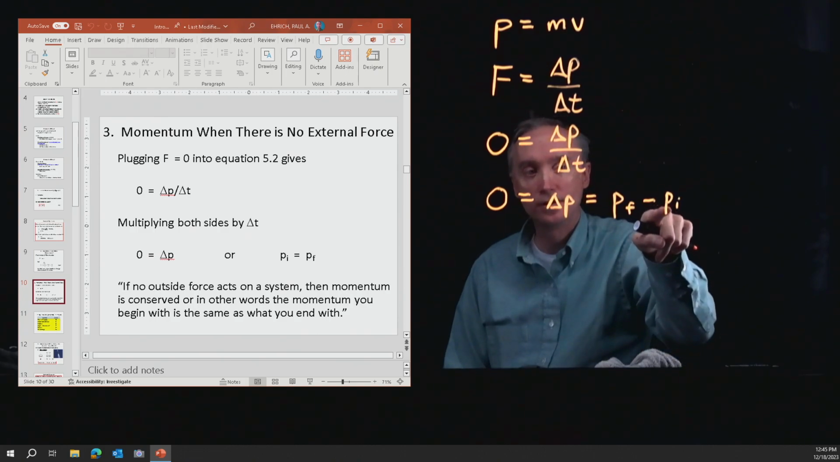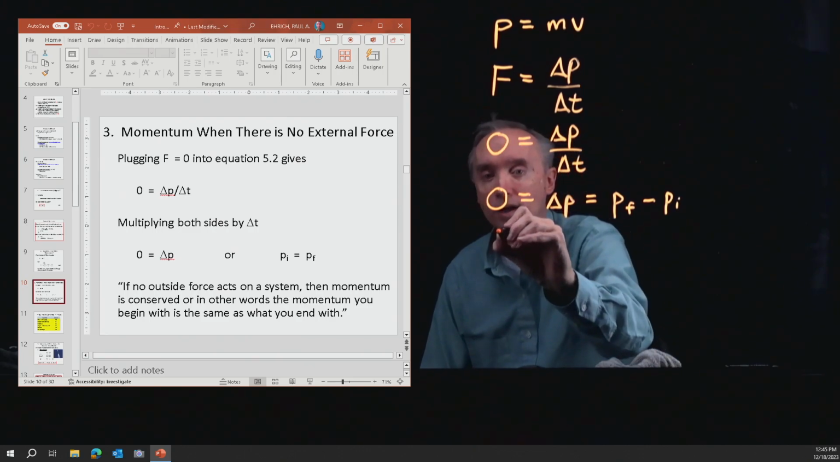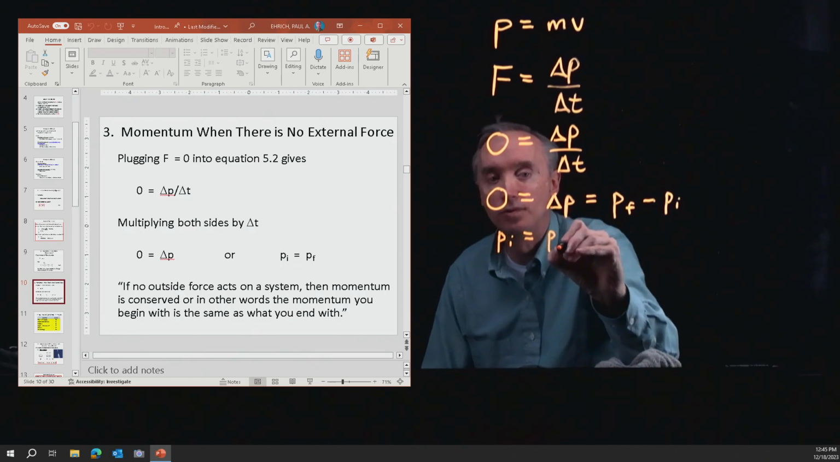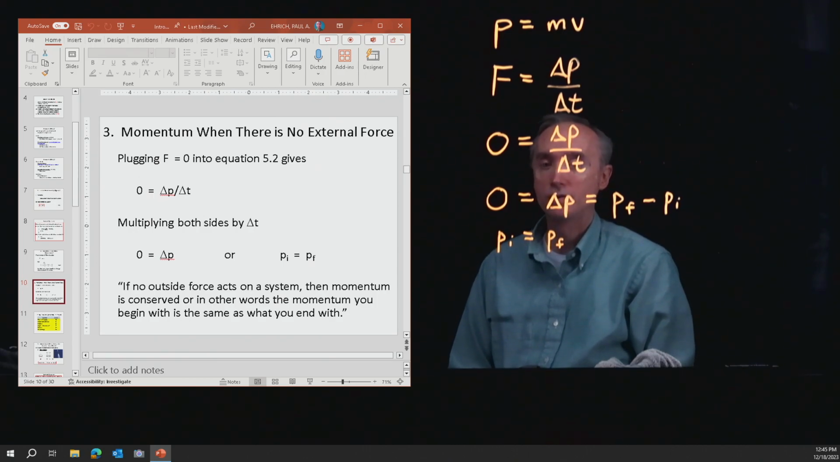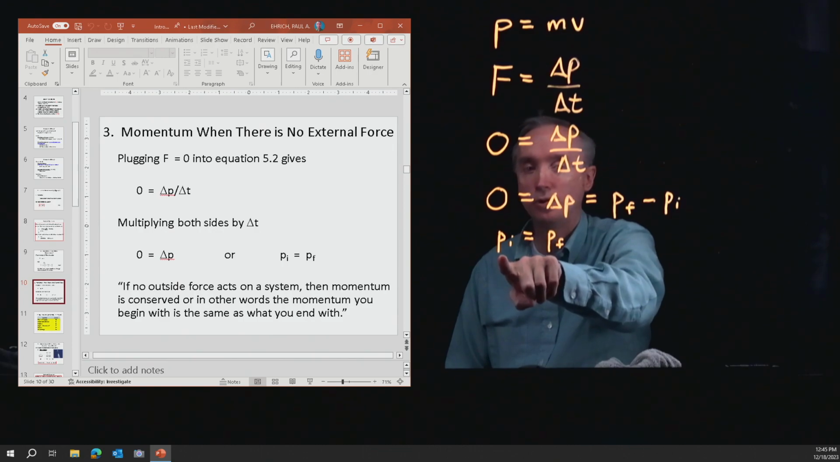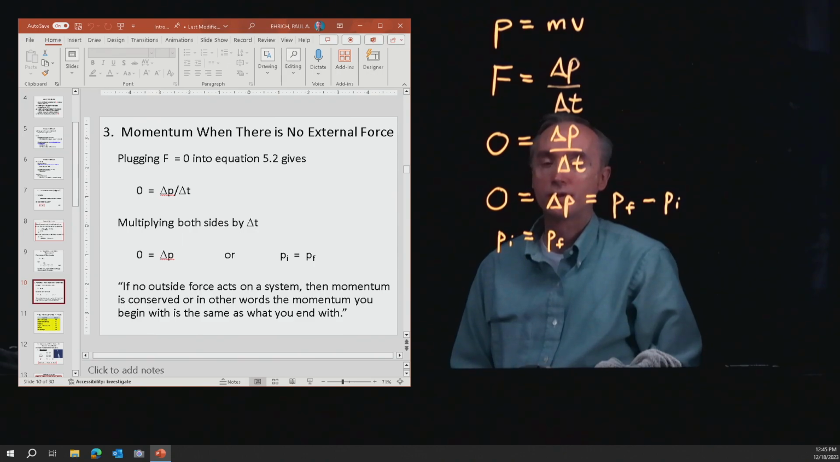And then what we can do is take this over to the other side of the equation, so that we end up with the initial momentum of the system equal to the final momentum of the system. This is going to be called conservation of momentum. This says that the momentum that you begin with has to equal the momentum that you end with. This is a very, very important concept in physics, conservation of something. So this is conservation of momentum.